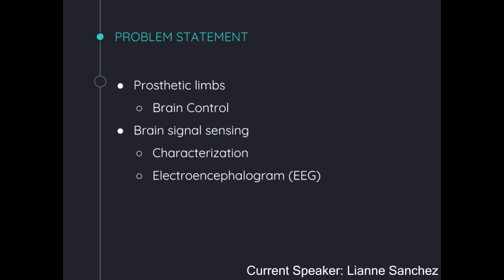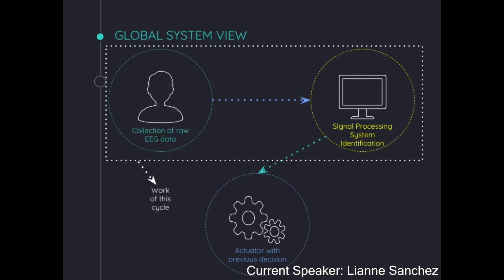Nearly 2 million Americans suffer from limb loss due to vascular diseases or cancer, and not enough prosthetic limbs meet their needs. So what we're trying to do is, by brain signal sensing and characterization through an electroencephalogram, better known as EEG, build a brain control system.